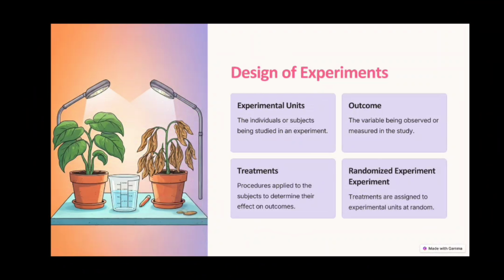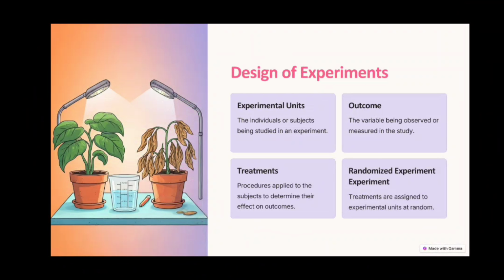And the treatment is going to be the procedures applied to the subject to determine the effect on the outcome. In this case, the treatment is going to be the fertilizers being applied. You can see that the first flower has the application of fertilizer, and the second flower does not. And this is what the design of experiment is, because the design of experiment is a very big topic in statistics. I'm not going to move deeply into that. Now we have the outcome. The variable being observed or measured in the study is the outcome. What do you observe at the end of the day? That's going to be an outcome.